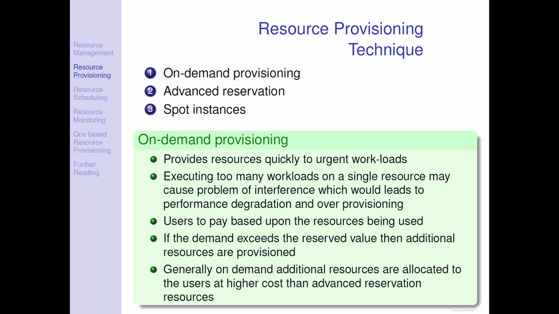On-demand resource provisioning. So in this, the resources are provided on demand to the urgent workload. But then what can happen is that if too many demands are allocated or are executed on the same resource, it will cause a problem of interference and would also degrade the performance.